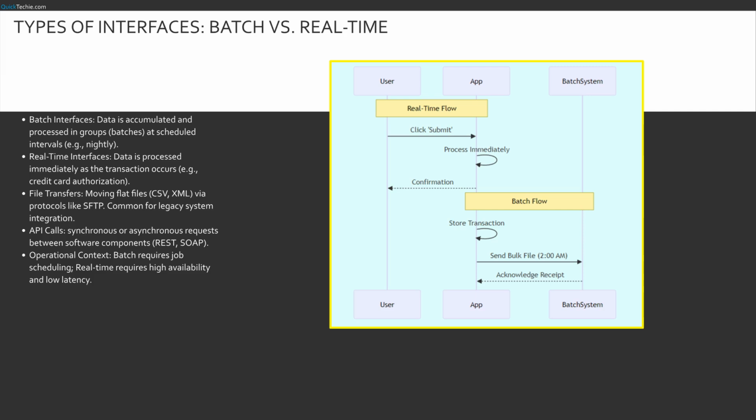This sequence diagram contrasts the flows. In the real-time flow at the top, the user gets immediate feedback. The system processes the request instantly. In the batch flow below, the application stores the transaction locally first. Only later, at a scheduled time like 2 a.m., does it send a bulk file to the downstream system. This visualizes why a delay in batch processing might not be noticed until the next day.